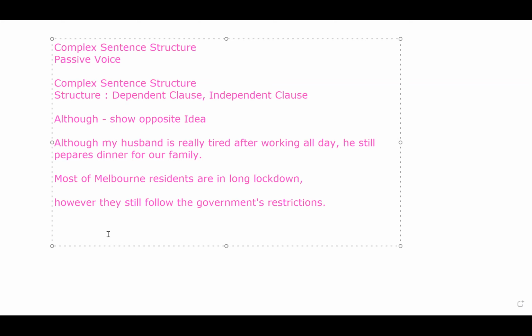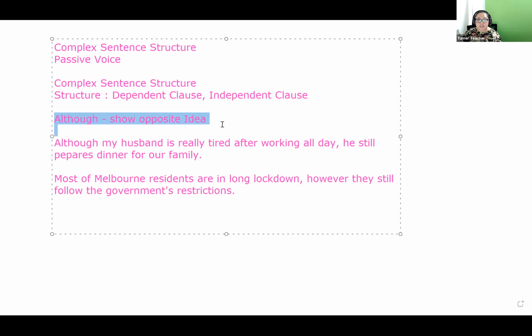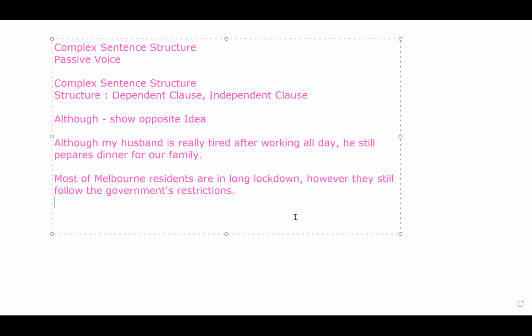So in a sentence, when we use although, it's like we have to make the opposite way. Although is used to show an opposite idea, right? That is the purpose of it, like but, when we use but in our sentence.